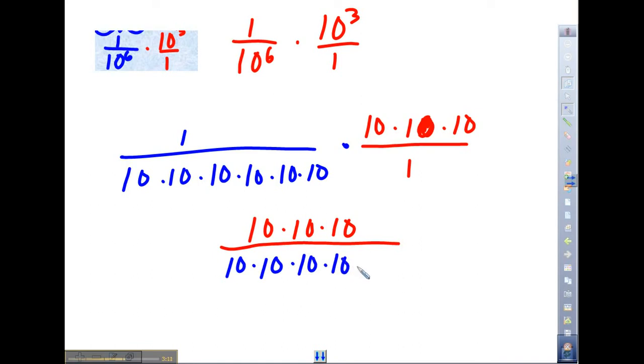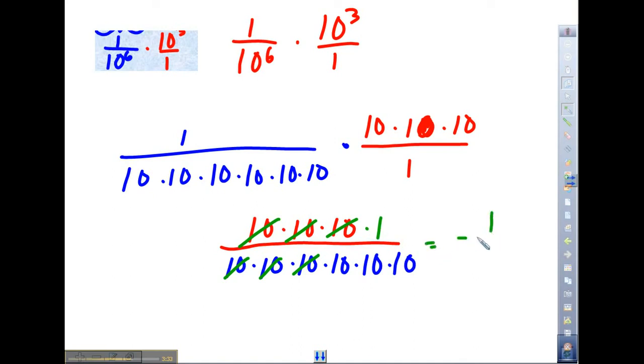3, 4, 5, 6. Whoops, that's supposed to be a 10, not a 6. I get a little carried away there. And now I hope you guys see that this 10 up here cancels out with this 10 down here. This one cancels out with that one, and this one cancels out with that one. The only thing left in the numerator is 1.